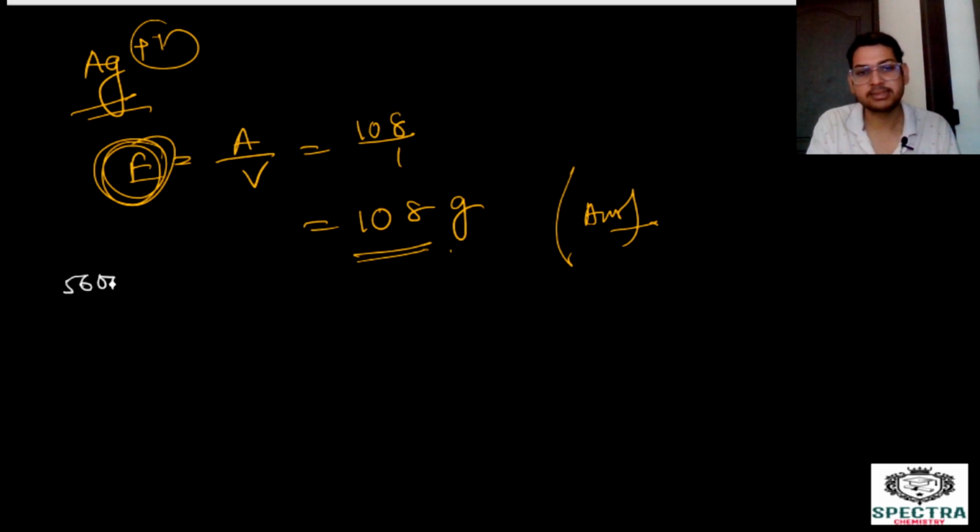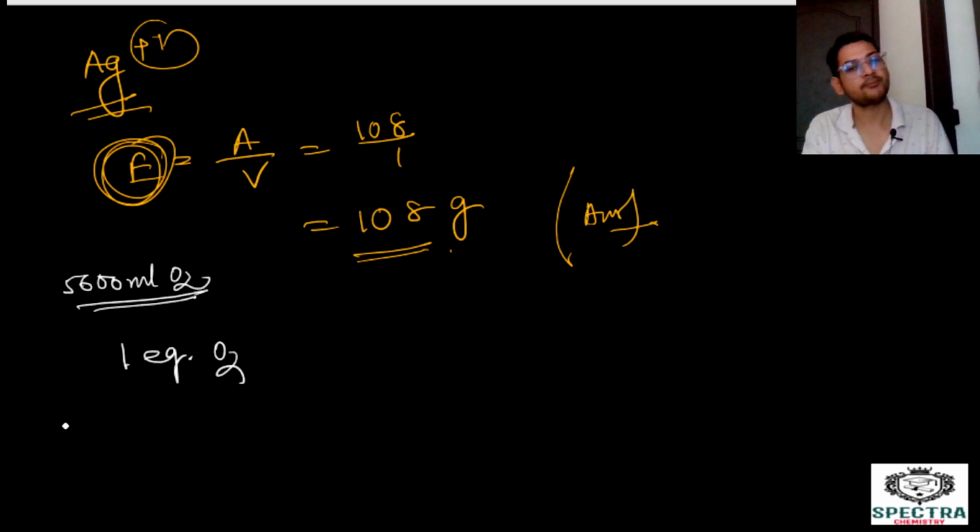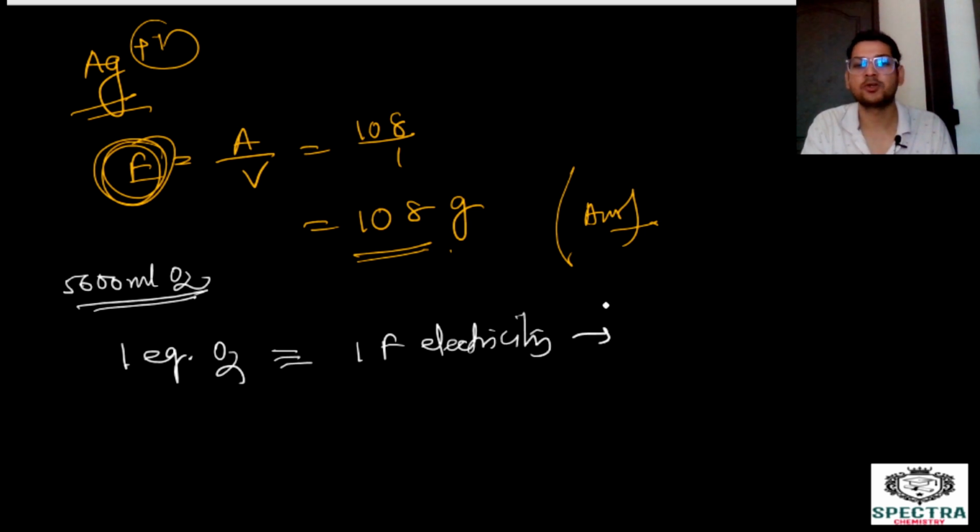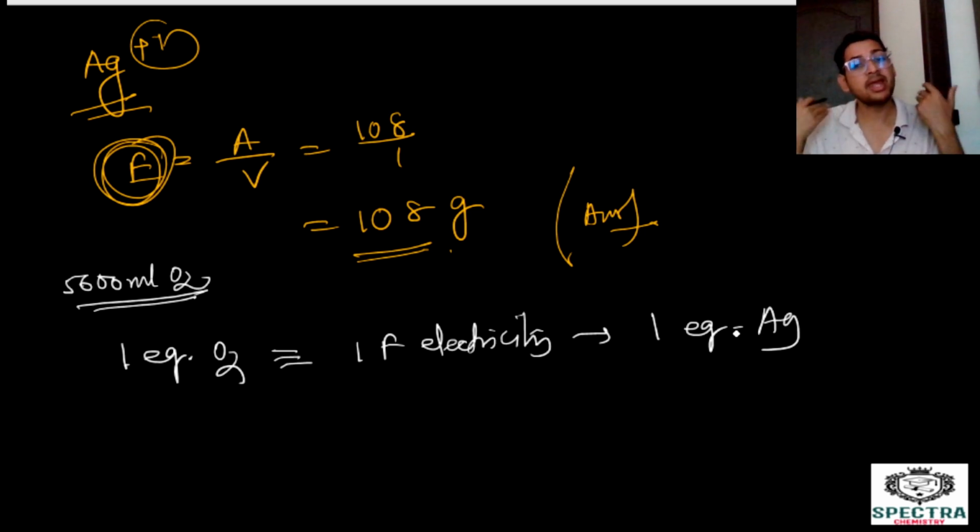From 5600 ml oxygen, I calculated that this is actually 1 equivalent oxygen. And for 1 equivalent oxygen, that means 1 Faraday electricity. And 1 Faraday electricity means also 1 equivalent of Ag also, 1 equivalent of any substance. 1 Faraday electricity means 1 Faraday of any substance.